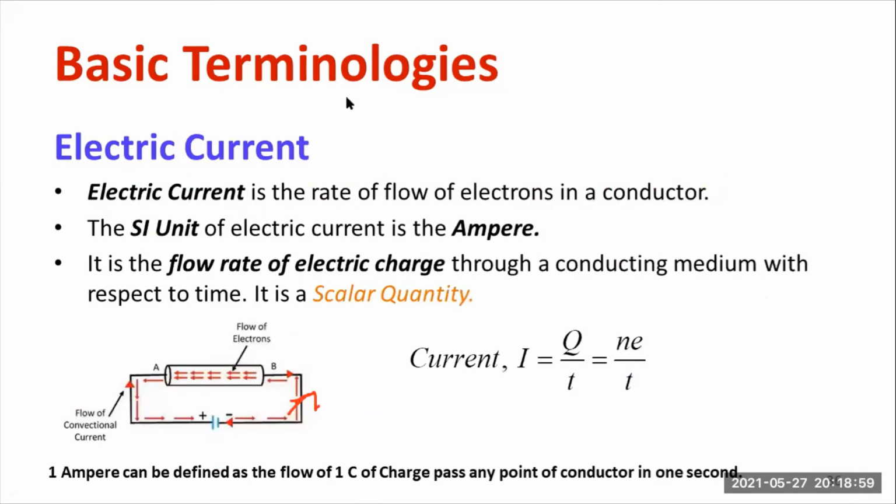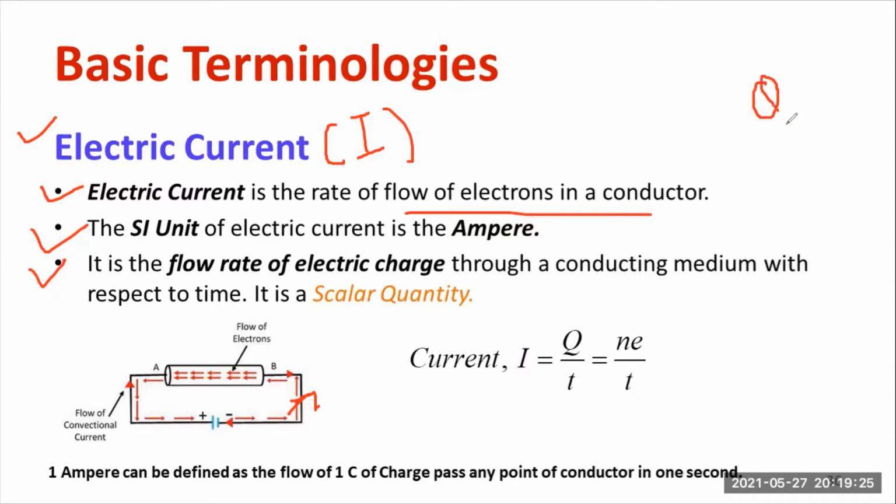Let me discuss one of the most important terminologies, electric current. It is denoted by the capital letter I. What do you mean by electric current? Electric current is the rate of flow of electrons in a conductor. When electrons or charges are in motion, then we can say there is electricity. What is the SI unit of electricity? Of course, it's the ampere. And it is the flow rate of electric charge.